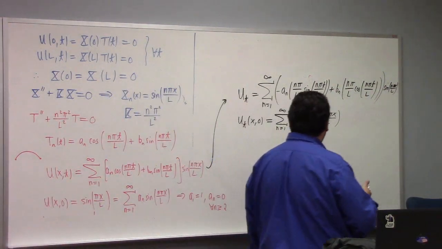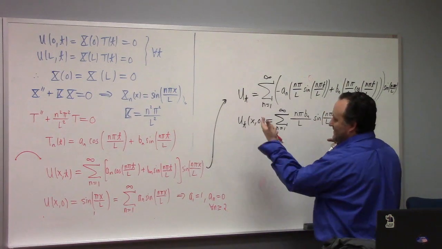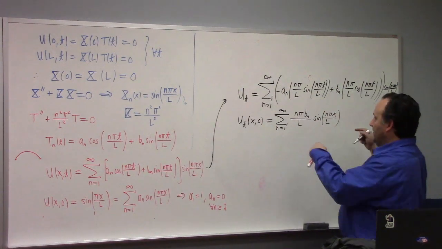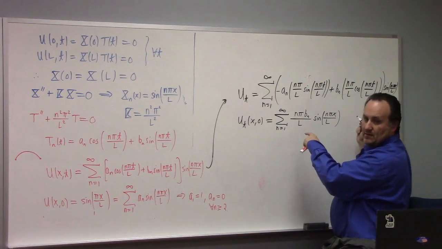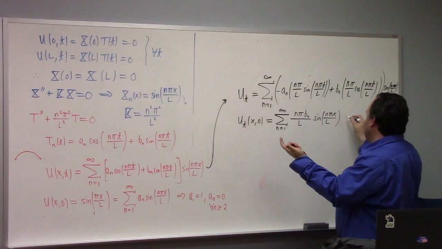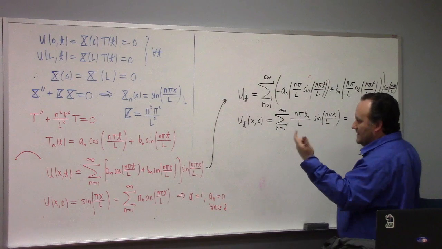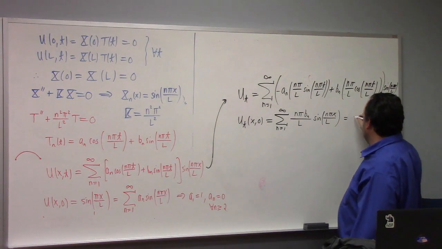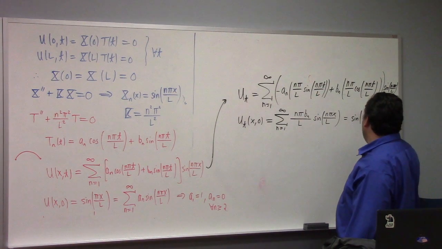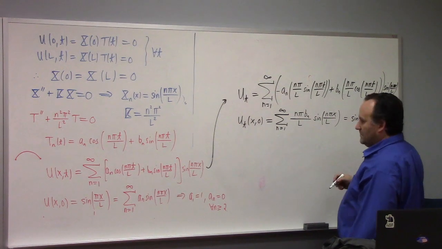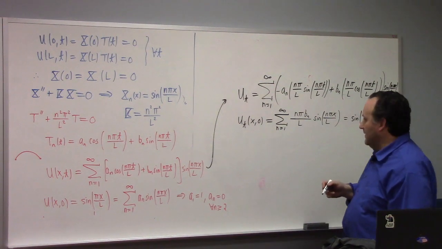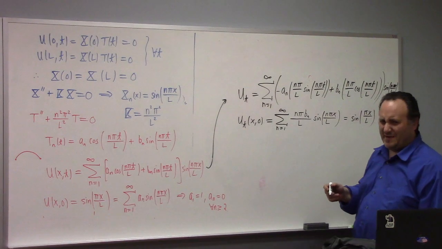So you see, if I give you an initial velocity for the string, then we can pick out these as well. Just for the sake of specificity, let me suppose the initial velocity is also sine of pi x over L for the sake of discussion. And hopefully that's physically reasonable.